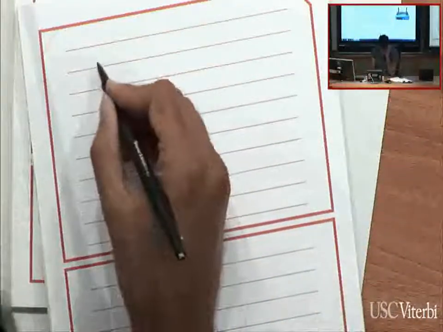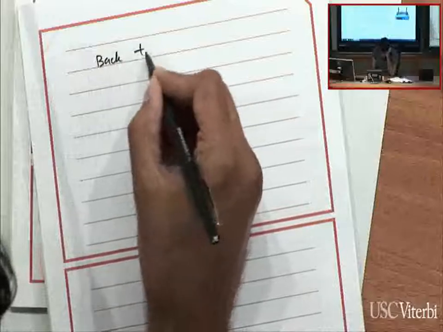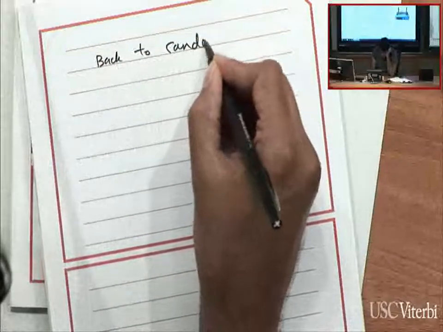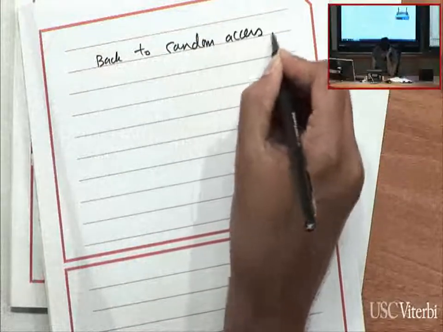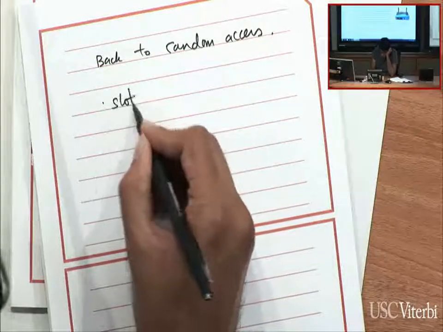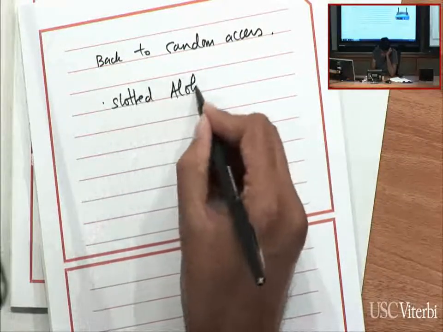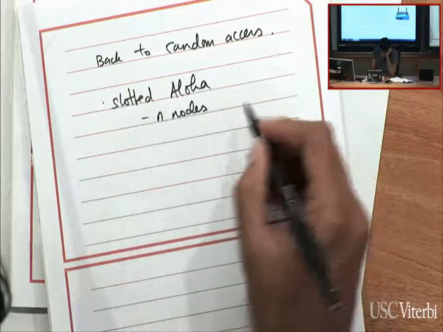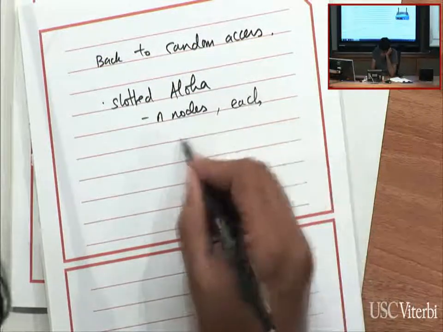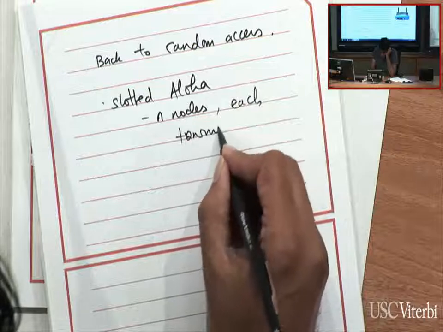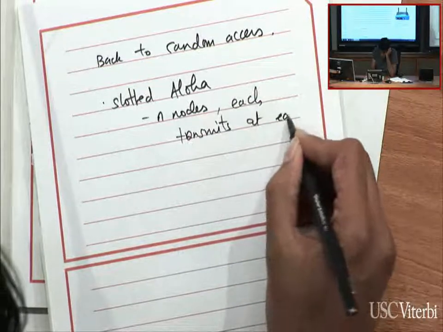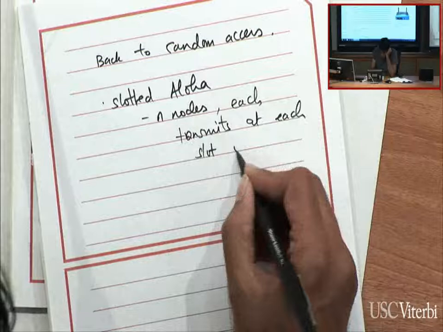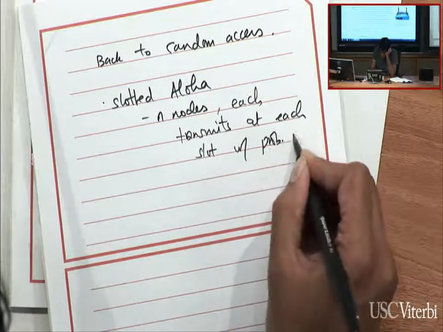So going back to random access. So we started by talking about slotted aloha, where you have n nodes, each transmits at each slot with probability p.